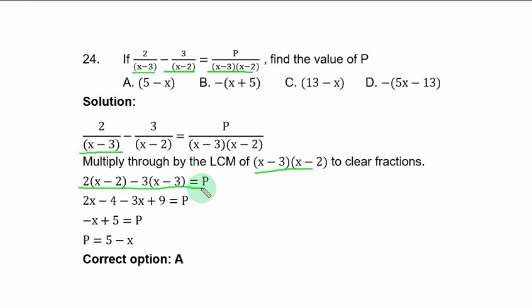If you open the bracket on the left hand side, you have 2S minus 4 minus 3S plus 9, since minus 3 times minus 3 is plus 9, equal to P. If you add, you have minus S plus 5 equal to P. 2S minus 3S is minus S. Minus 4 plus 9 is plus 5. This can also be written as P equal to 5 minus S. By this, A is the correct option.